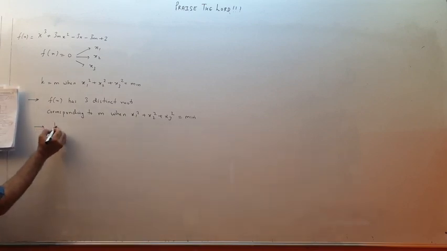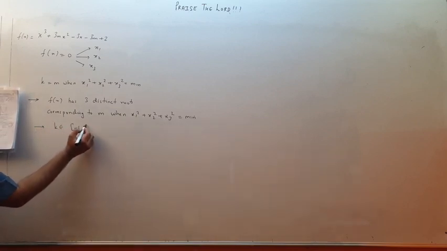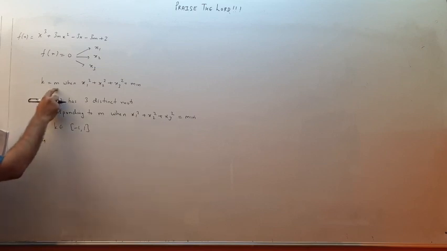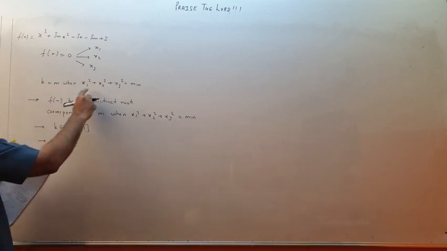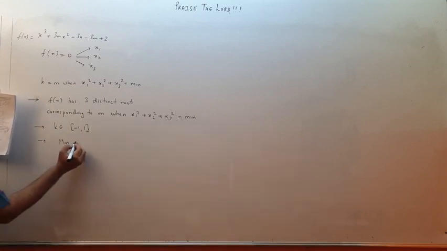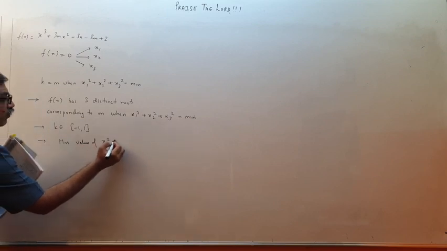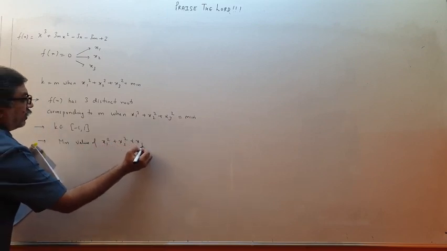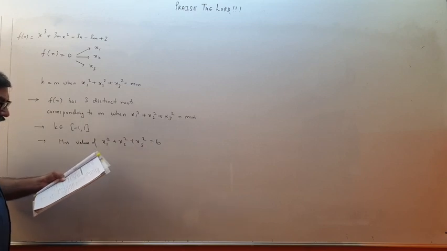Then the second option is k belongs to minus 1 to 1, whether that is correct or not. We will get k from here, m, whenever this is minimum. Then the minimum value of x1 square plus x2 square plus x3 square is 6 or not, that you want to check.